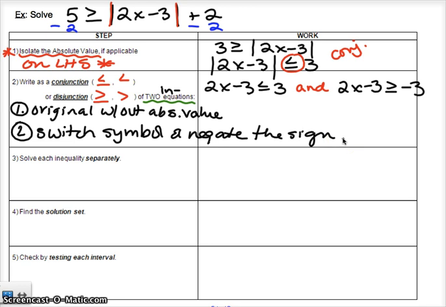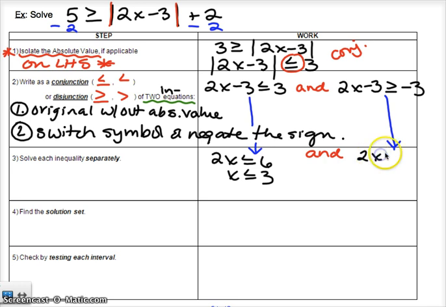And now, you know how to solve this, right? I could have given this to you last week or earlier in the week and you would have been able to solve this. This is a matter of simply solving a conjunction. So we're going to keep the word and in between, and we're just going to add 3 to both sides, divide by 2, and now when we come over here, I'm going to do the same. I'm going to add 3 to both sides, divide by 2.